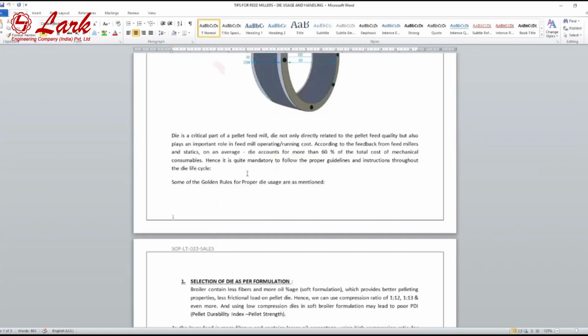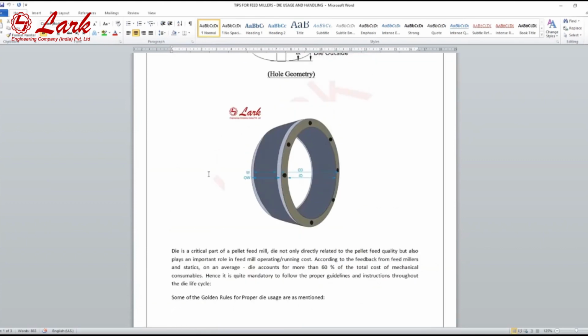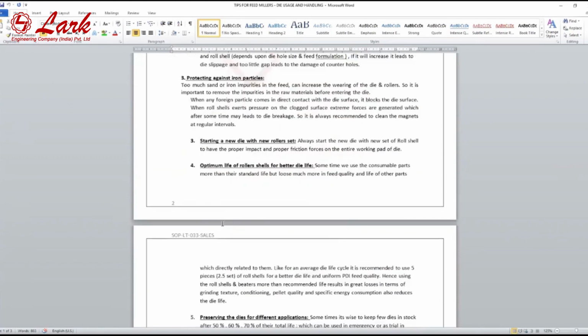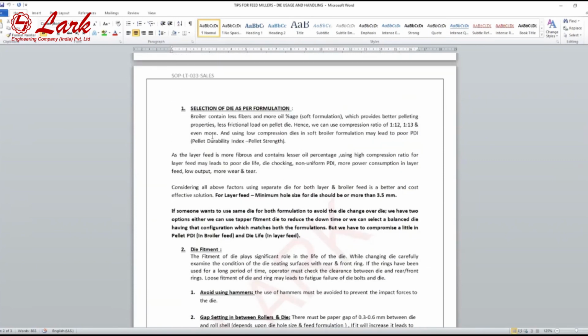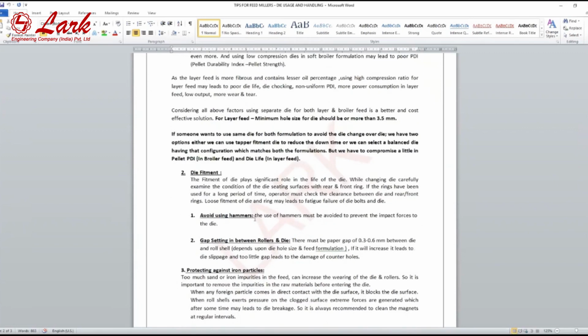So we have a complete document we can share with all the participants on how we can select a different die for broiler and layer feed, and how we can enhance the efficiency of the die, and get a good balance of PDI and output by using an appropriate die with respect to the oil and fiber content. So this is a document on selection of die as per formulation, and die fitment: avoid using hammers.